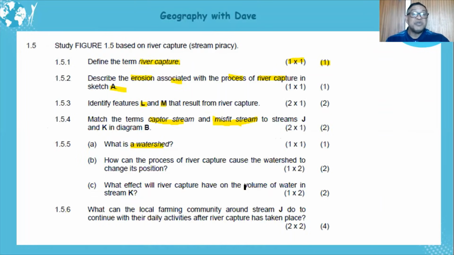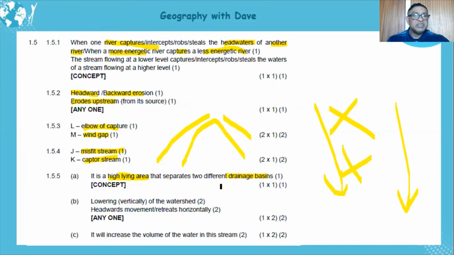Okay, now let's go to the next question. How can the process of river capture cause the watershed to change position? Again, you visualize. You understand? If one side is steeper, one is more gentle, and if the river erodes, you understand? Edward, what's going to happen? It's going to erode the watershed. And now the watershed sits there. All this has been removed. You've done that in your theory. Now look at the answer. All right. Lowering of the watershed.